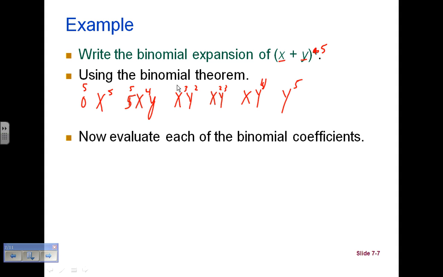That'd be 10. 5 choose 3. Oh, wait a minute. Second and enter, 5 choose 3. It's going to be 10 also. So I did 5 choose 1, 5 choose 0.